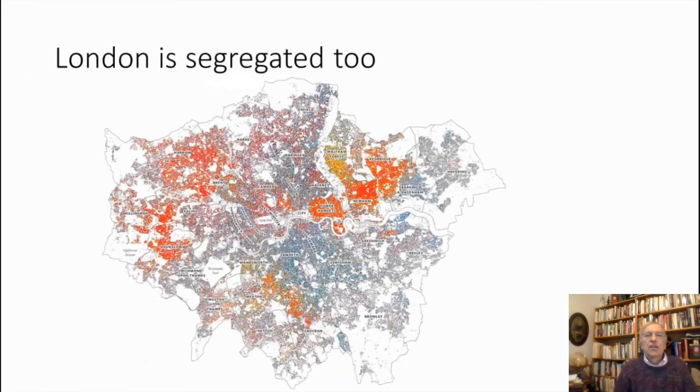And it's not just the U.S. Here is London. London is, like New York, one of the most ethnically and racially diverse cities in the world. Because London had colonies all over the world. Folks have come from those colonies all over the world to London.